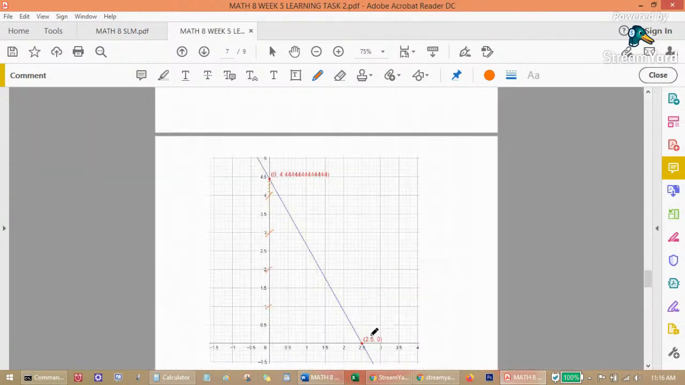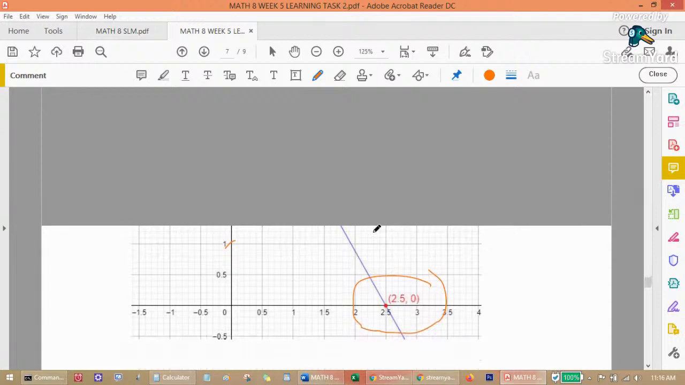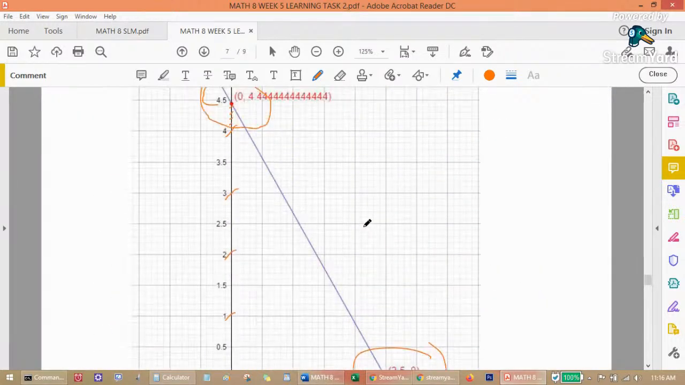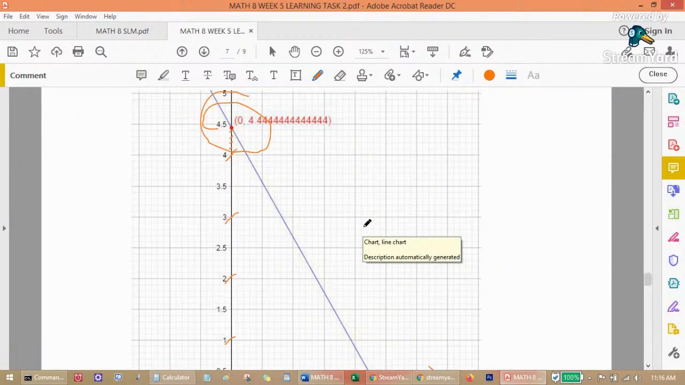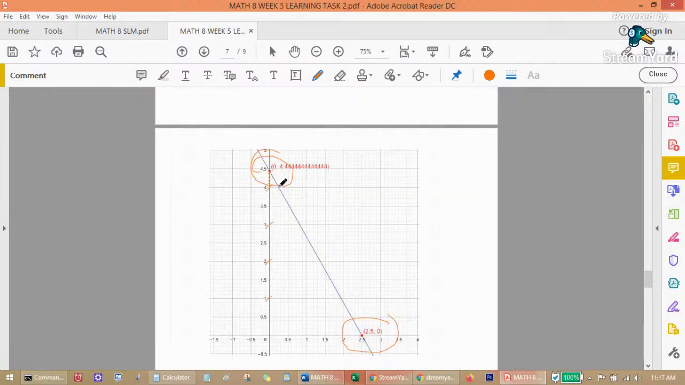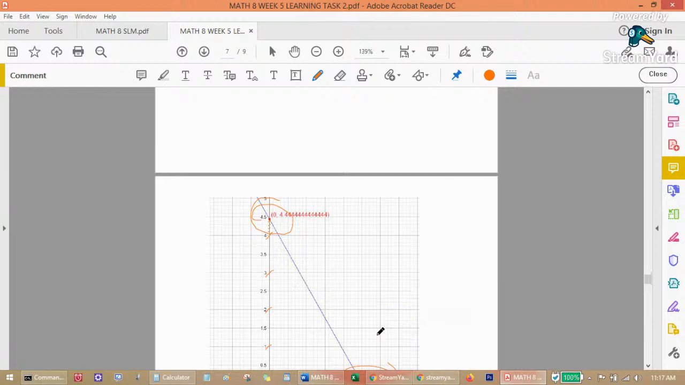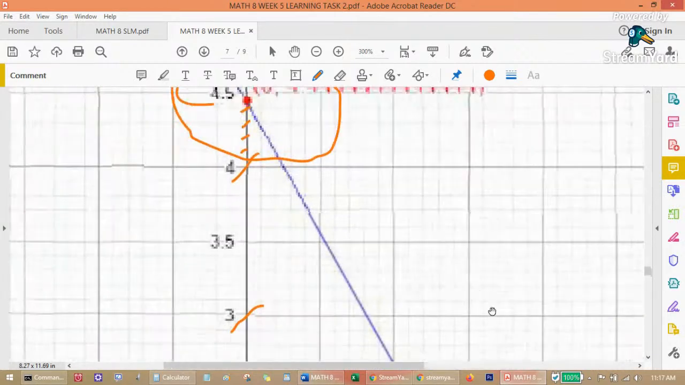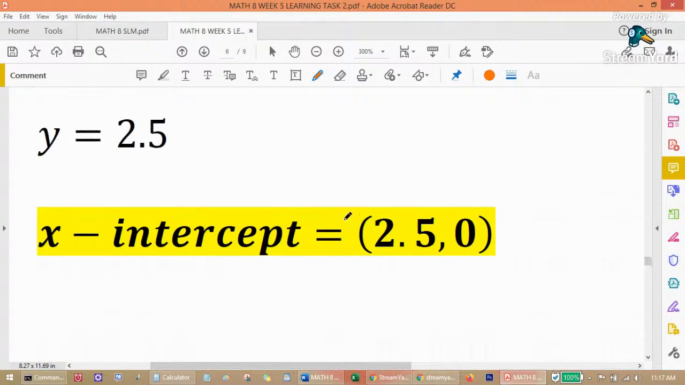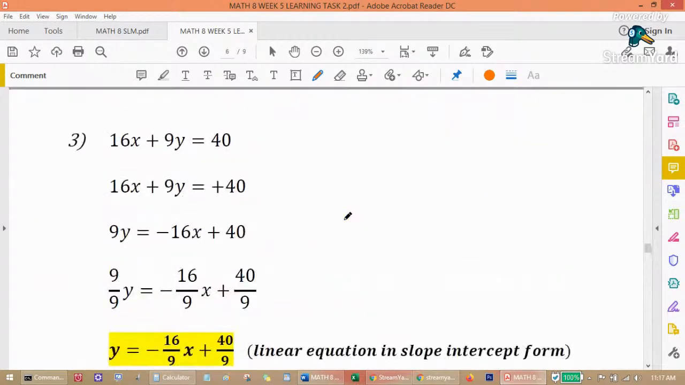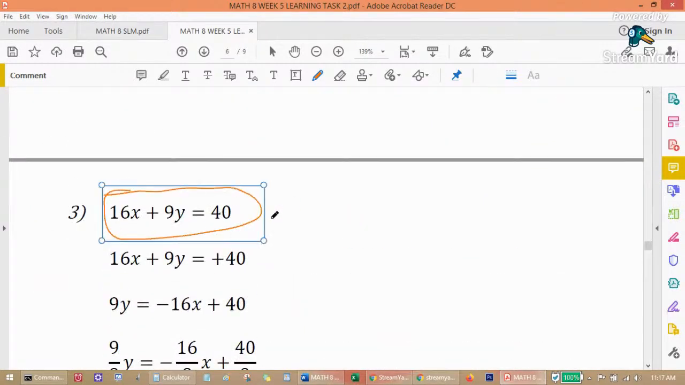And then, kapag meron ka ng dalawang points, andito na yung isang point mo, and then, andito yung pangalawang point mo. Meron ka ng 2 points. Gagawin mo is, kukuha ka ng ruler at i-connect mo na lang yung 2 points. Okay, kuha ng ruler, kukonekta yung 2 points. Yan. And that is the graph of 16x plus 9y is equal to 40.